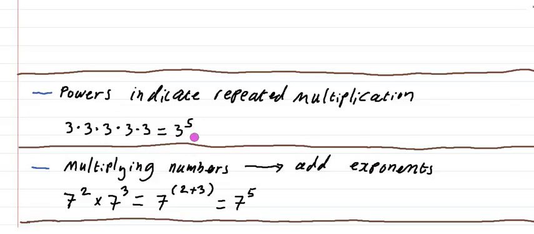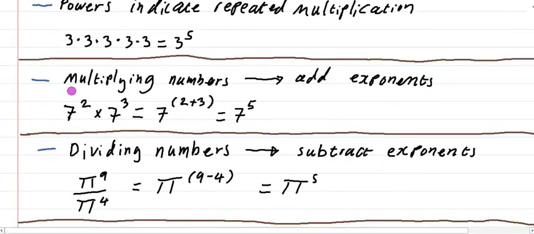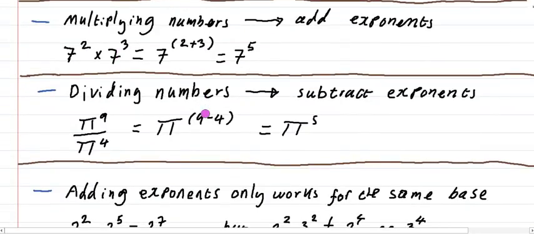We found out that when we write a number as an exponent, that exponent simply means how many times you multiply the number by itself. So 3 times itself 5 times is written as 3 to the power of 5. When we multiply numbers with the same number base, we add the exponents. So 7 squared times 7 cubed gives 7 to the power of 2 plus 3.